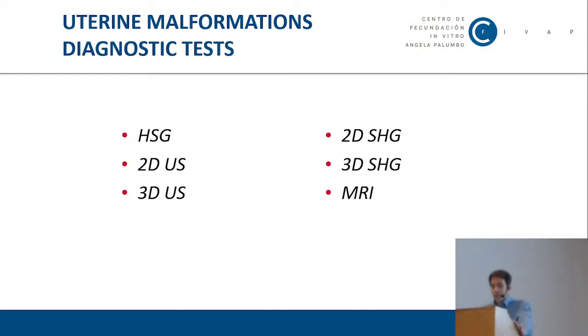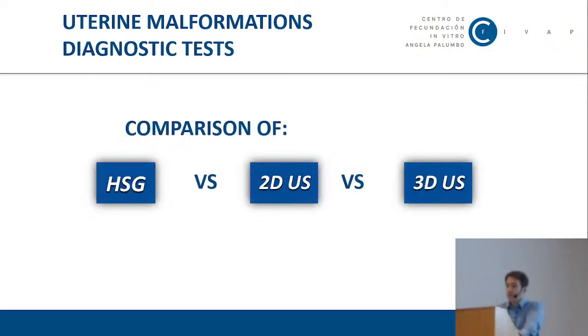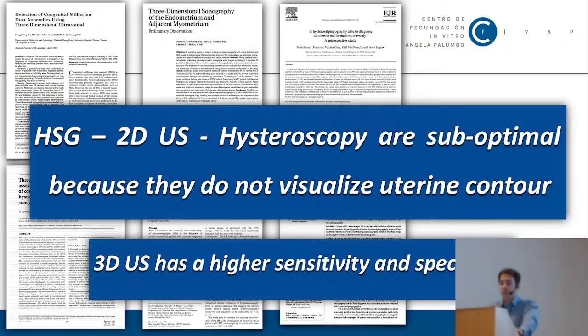So let's compare sonohysterogram, 2D ultrasound, and 3D ultrasound. For the comparison of 2D and 3D ultrasound, we have a lot of studies, and they conclude that sonohysterogram, 2D ultrasound, and hysteroscopy are suboptimal because they do not visualize the uterine contour. 3D ultrasound has a higher sensitivity and specificity for the diagnosis of uterine malformations.